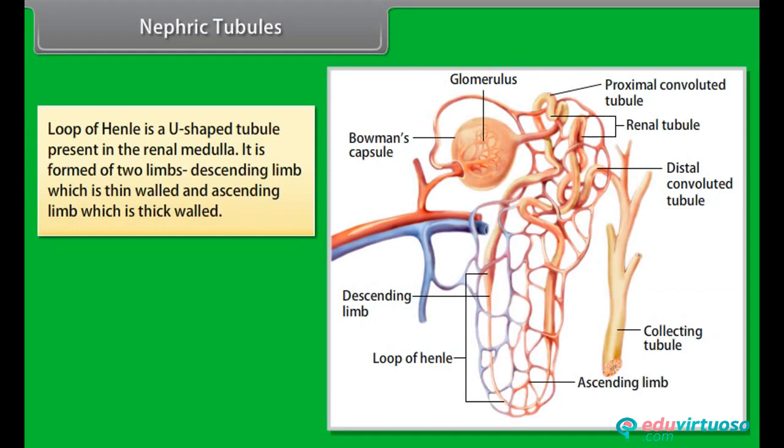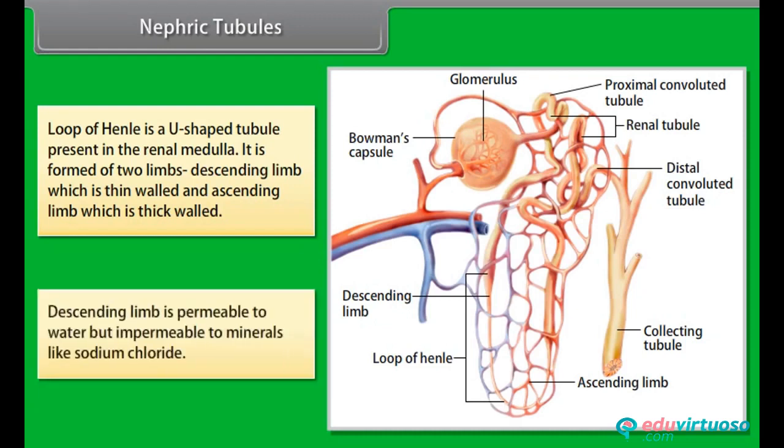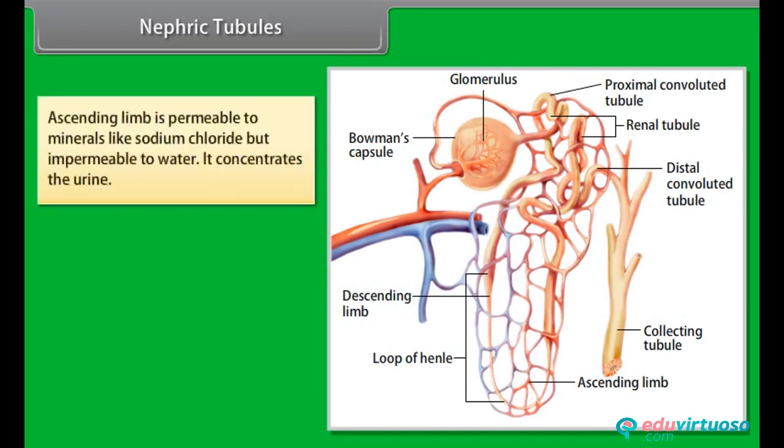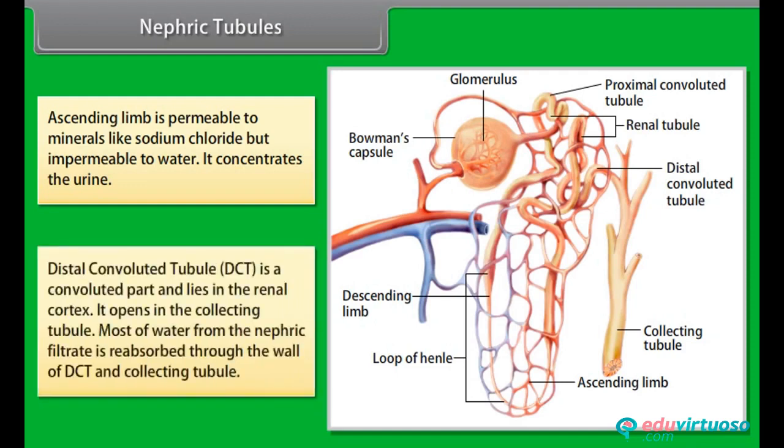Loop of Henle is a U-shaped tubule present in the renal medulla. It is formed of two limbs, descending limb which is thin-walled and ascending limb which is thick-walled. Descending limb is permeable to water but impermeable to minerals like sodium chloride. Ascending limb is permeable to minerals like sodium chloride but impermeable to water. It concentrates the urine. Distal convoluted tubule DCT is a convoluted part and lies in the renal cortex. It opens in the collecting tubule. Most of water from the nephric filtrate is reabsorbed through the wall of DCT and collecting tubule.